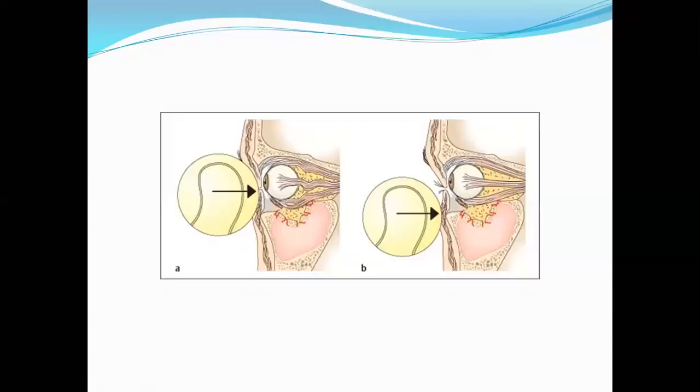So for a reminder, in our review, we can see it again: the direct impact and the indirect impact. A direct force to the globe, which creates pressure inside the globe, would result in a fracture of the orbital floor, and here it will also result in the medial wall fracture in the second slide.